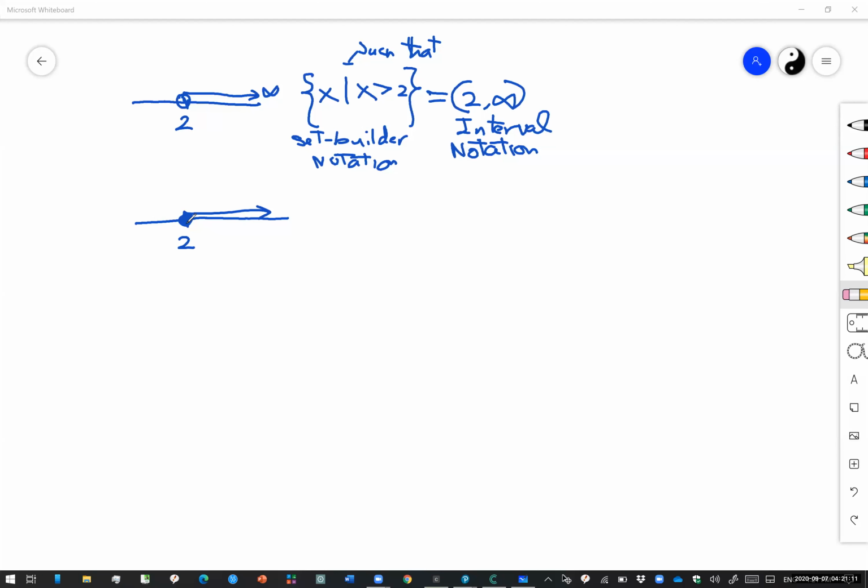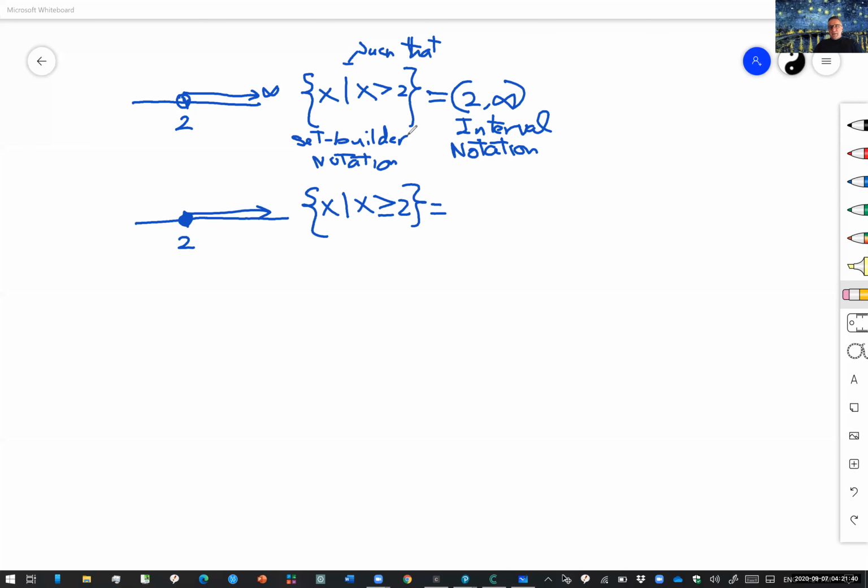Equal to 2. Greater than or equal to. So now the set builder notation is going to change like this. This is going to be all x such that x is greater than or equal to 2. You see, a subtle difference, but important. Now, also, the interval notation is going to change for representing this set.